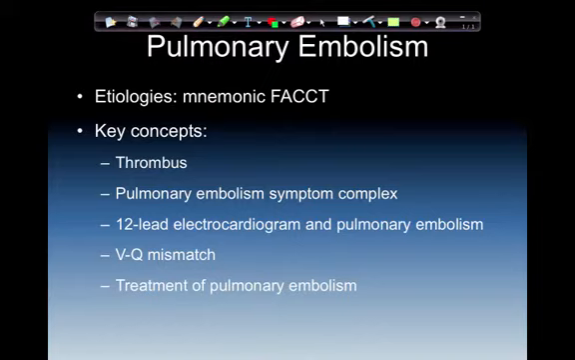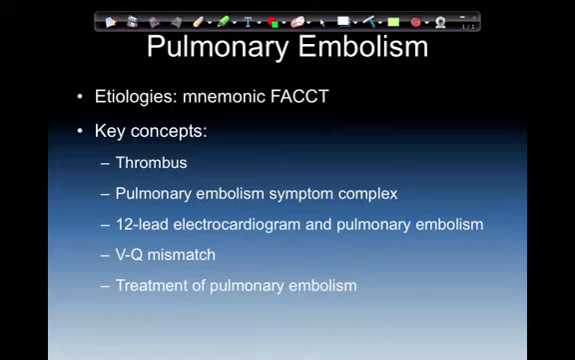Pulmonary embolism symptom complex: all of a sudden unexplained difficulty breathing or dyspnea, pleuritic type chest pain, and you may have hemoptysis with it, or bloody sputum. A 12-lead EKG in pulmonary embolism may show signs of a right heart strain. That would be a new onset right bundle branch block, the three rights: right ventricular hypertrophy, right bundle branch block, and right atrial enlargement.